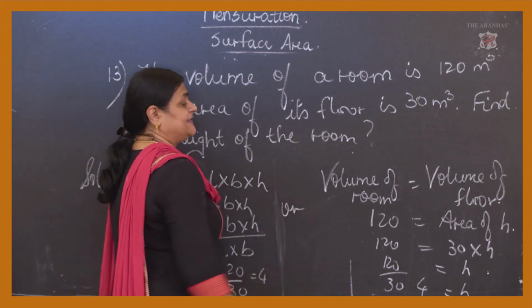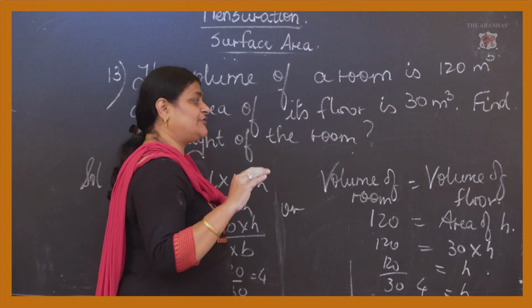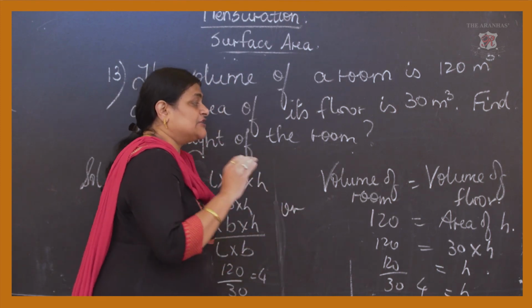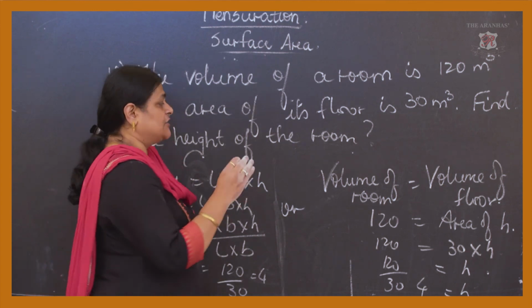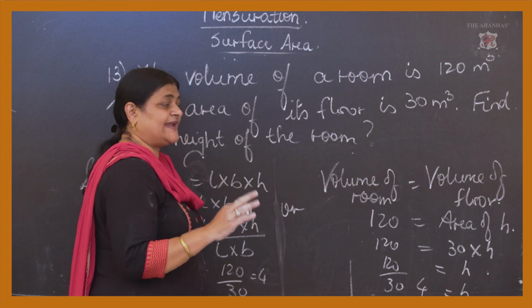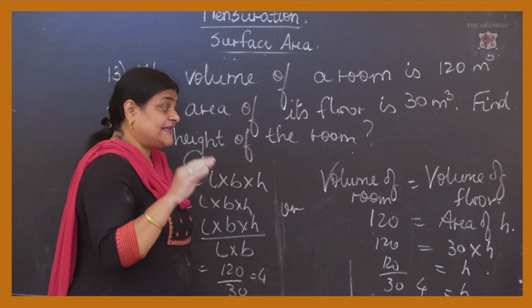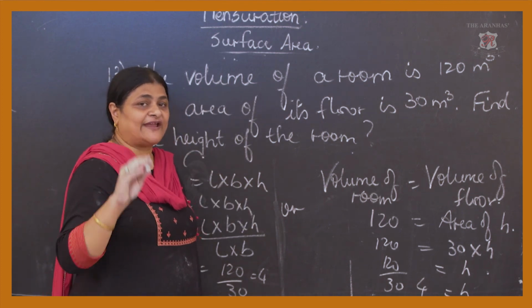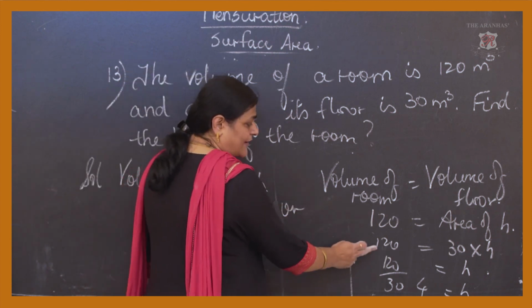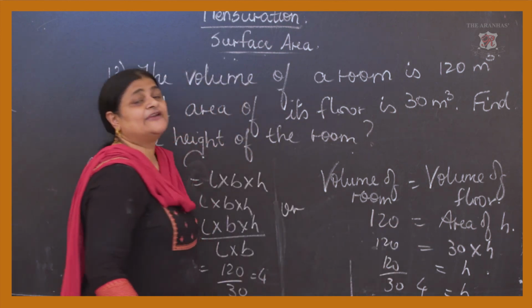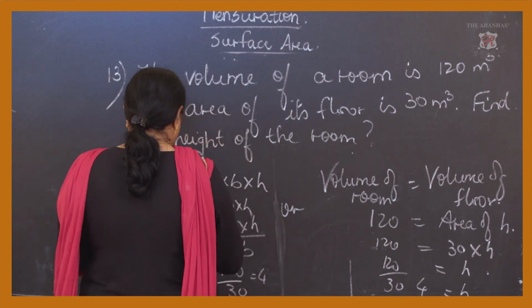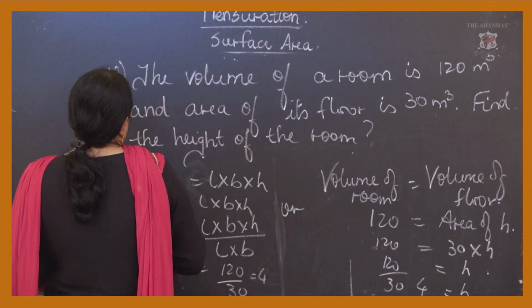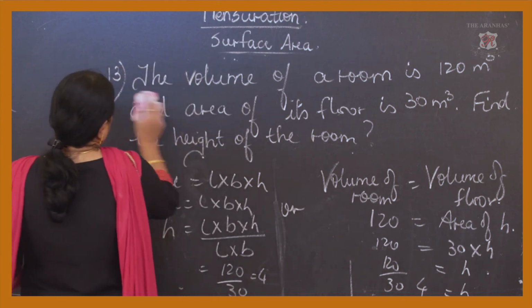Or you can take this formula as volume of the room is equal to area of the floor into height. So 120 is equal to area of the floor, which is 30, into height. You have to find the height. So height is equal to 120 divided by 30, which will give you 4. So here the height is 4. Okay.